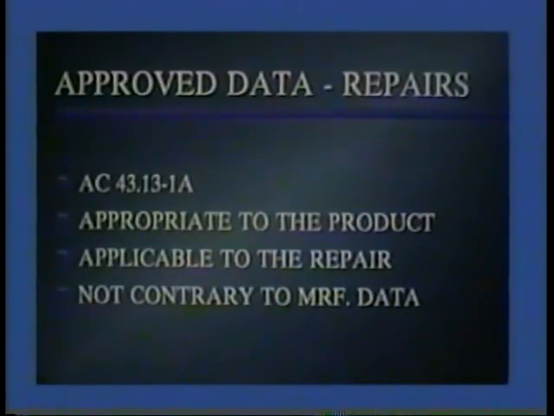Advisory Circular 43.13-1A, titled Acceptable Methods, Techniques, and Practices, Aircraft Inspection and Repair, can be considered approved data for major repairs if three conditions are met. First, if the information in the AC is appropriate to the product being repaired. Second, if that information is directly applicable to the repair being made. And third, if the AC information is not contrary to manufacturer's data.